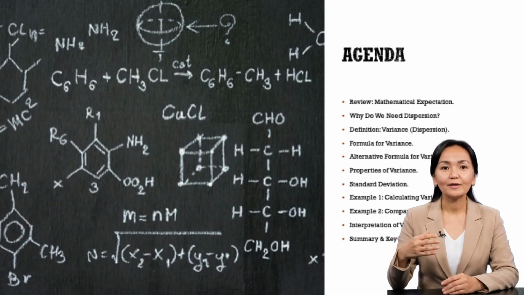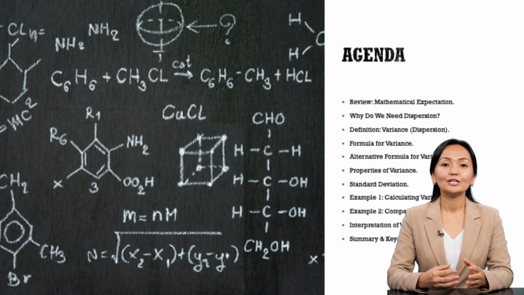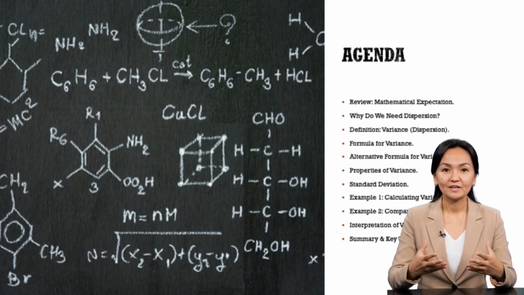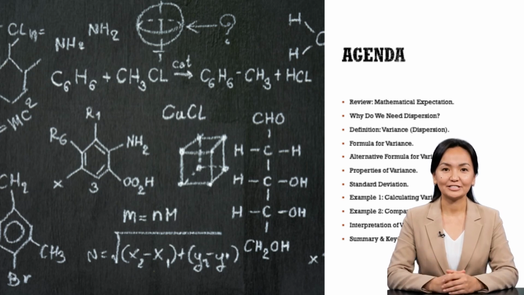Let me briefly outline what we'll cover today. We'll start with a quick review of mathematical expectation, which we studied in the previous lecture. Then we'll ask a critical question: why is expectation alone not sufficient to describe a random variable? This will lead us to the definition of variance or dispersion. We'll look at two different formulas for calculating variance, examine its key properties, and introduce standard deviation.